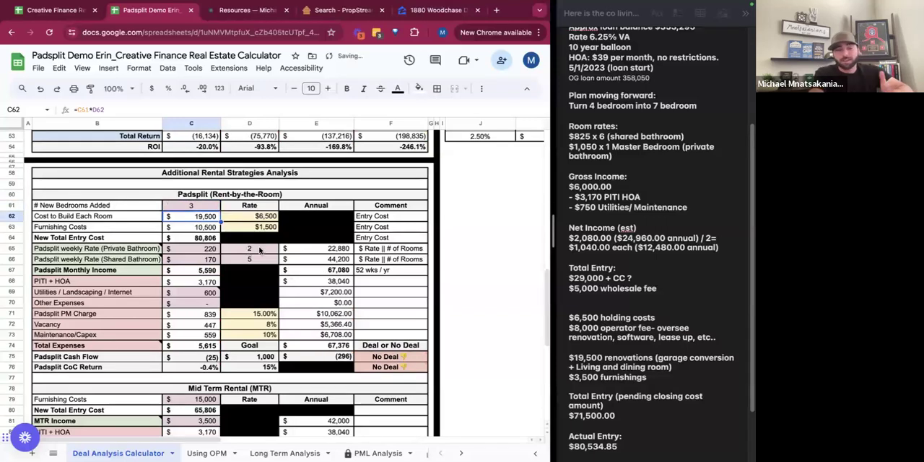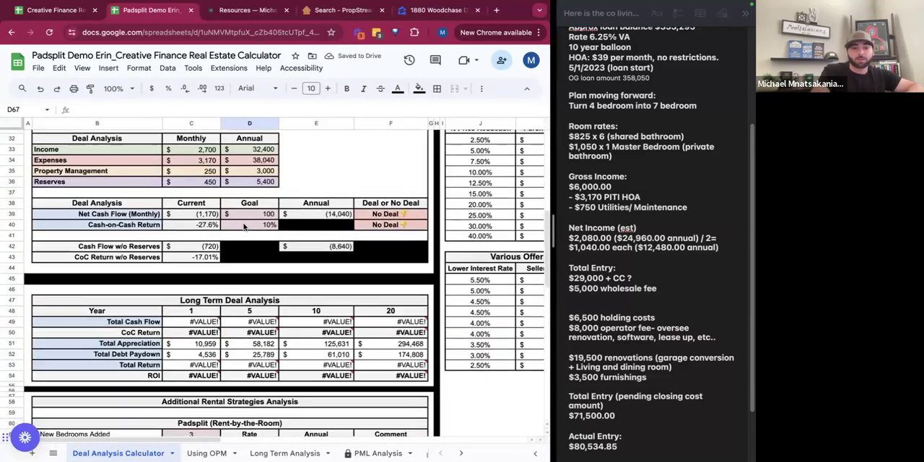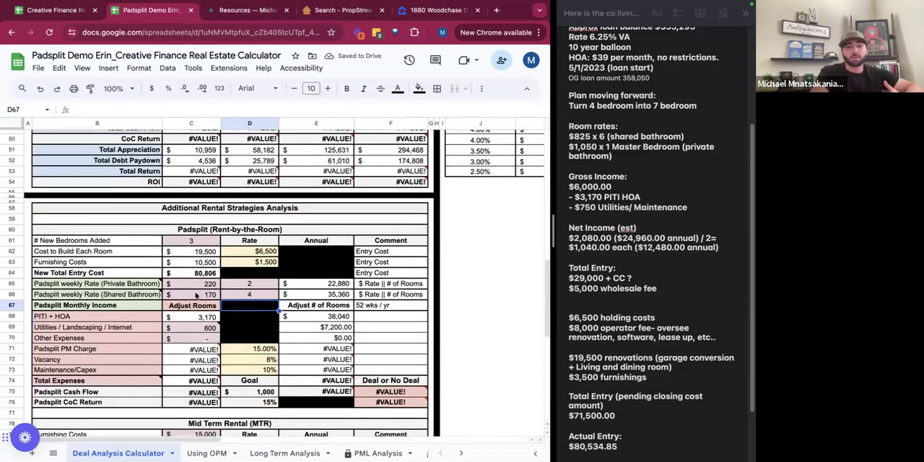Actually, coincidentally, it does work out now. It was better that it didn't, because what you're saying is there's currently 4 bedrooms. You're adding 3 more, so 7 total. And what this is doing is it's going to analyze your income based on the number of private bathrooms and shared bathrooms you have in this property.